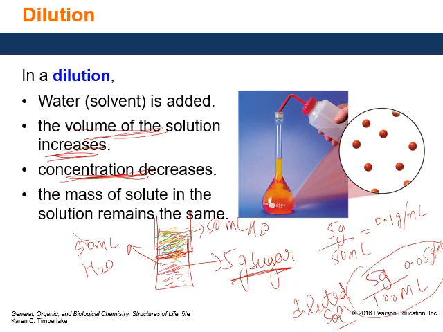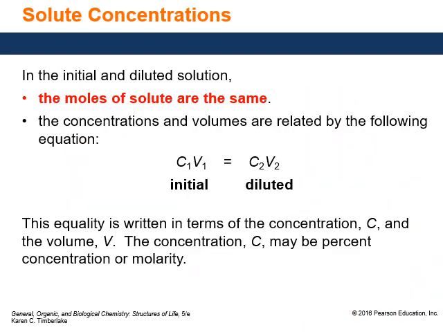Usually, whenever you see a solution being diluted, or we are changing the concentration of a solution, and the only thing we are changing is the amount of solvent while the amount of solute stays the same, we can use a very simple formula, which is called C1V1 equals C2V2.